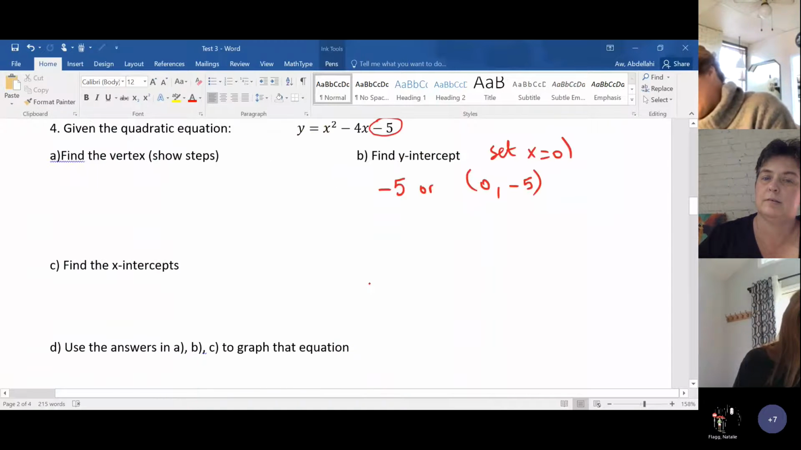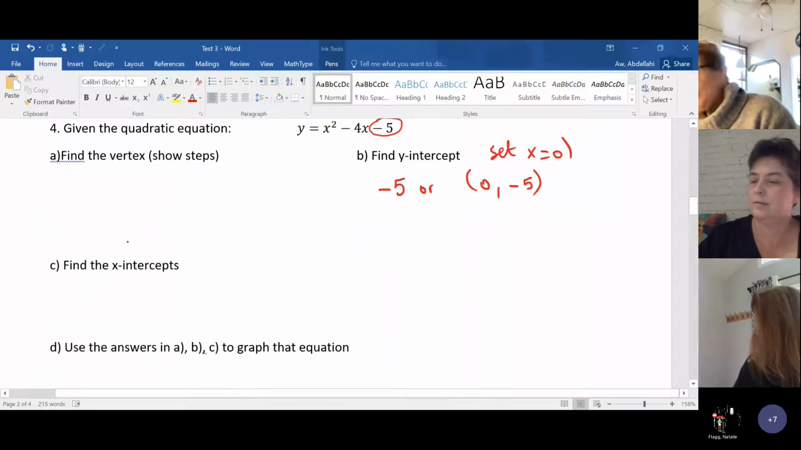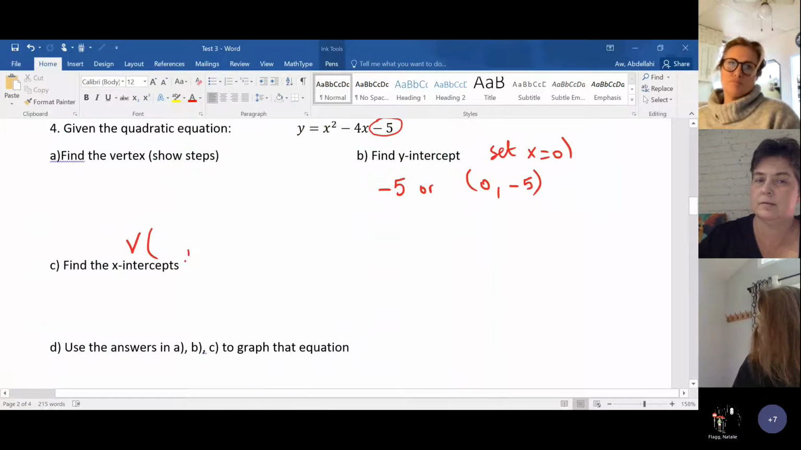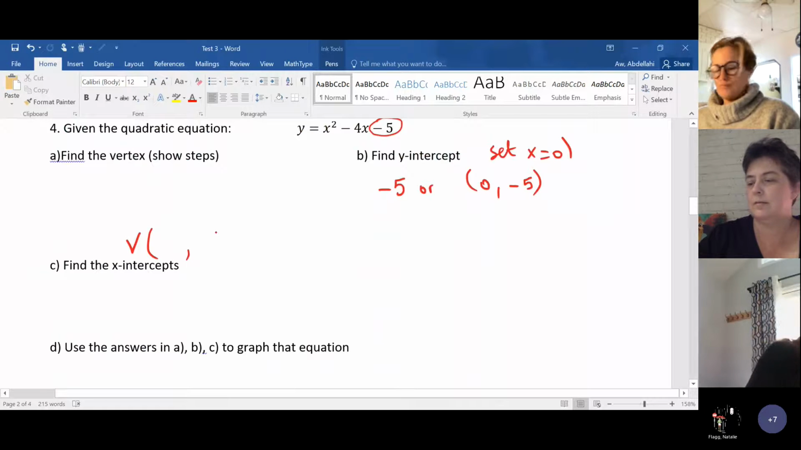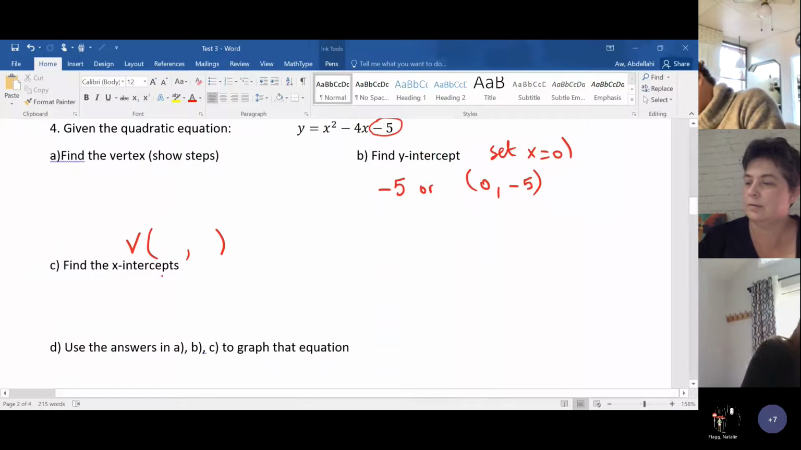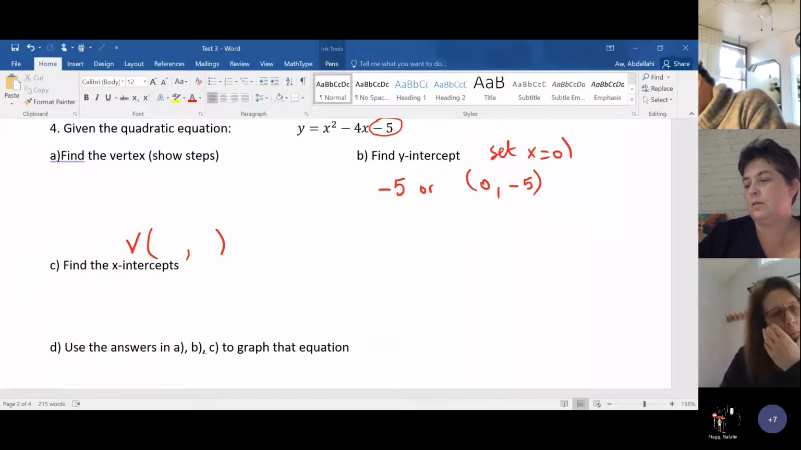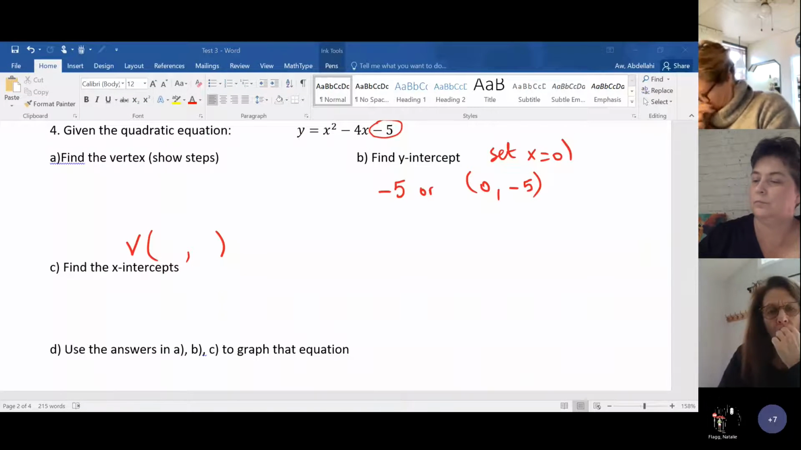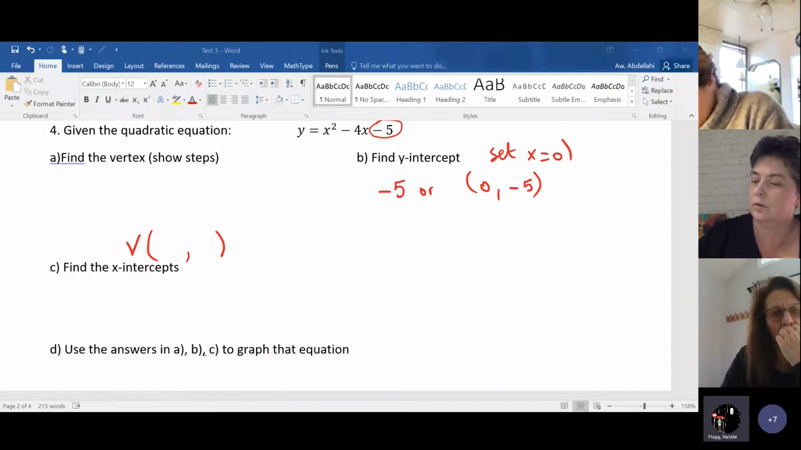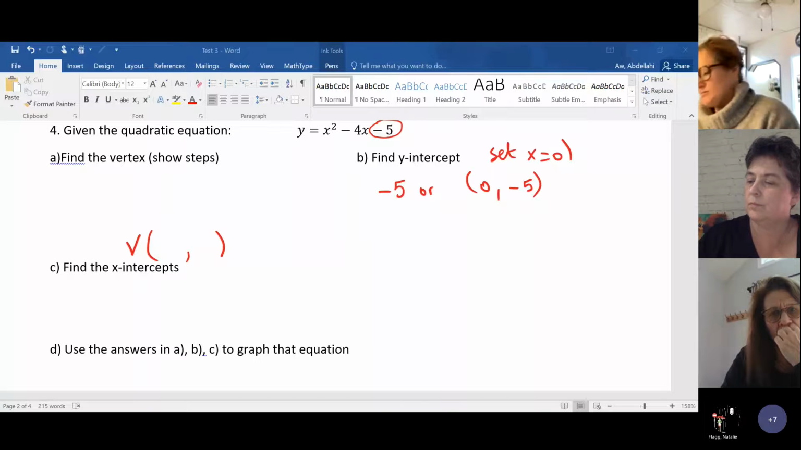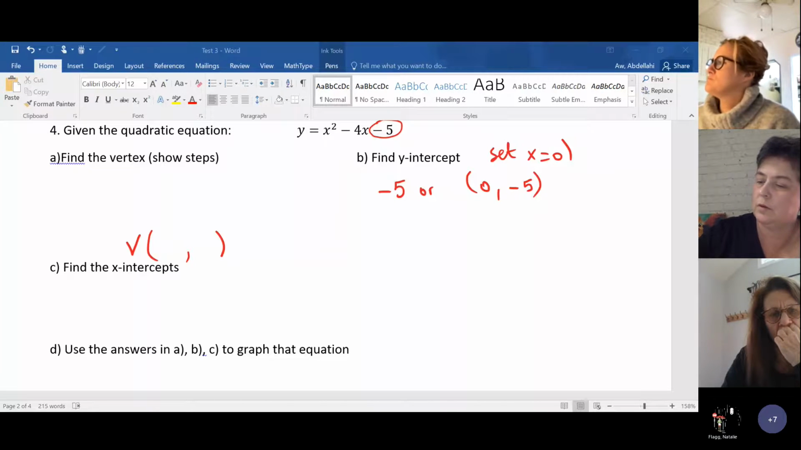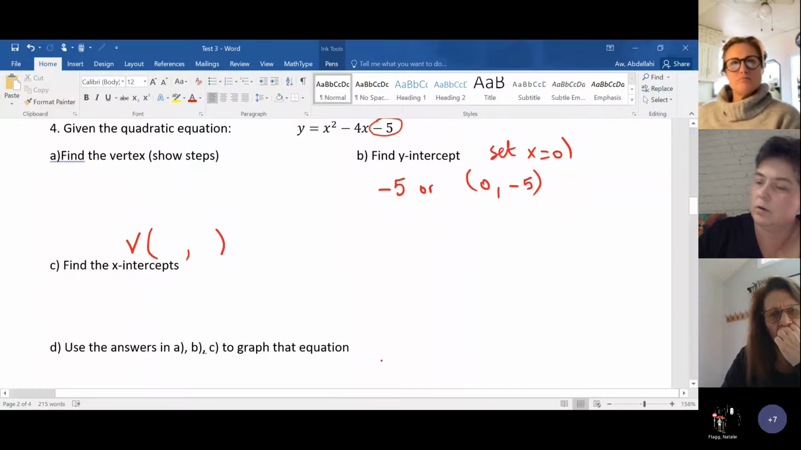Okay, and then comes the vertex. A vertex is a point that has an x coordinate and a y coordinate, right? So now, how to get the x coordinate of the vertex? How to get the first number of the vertex? What you do? Negative b over 2a. Everybody remember that? Negative b over 2a, right? That is the x coordinate of the vertex.